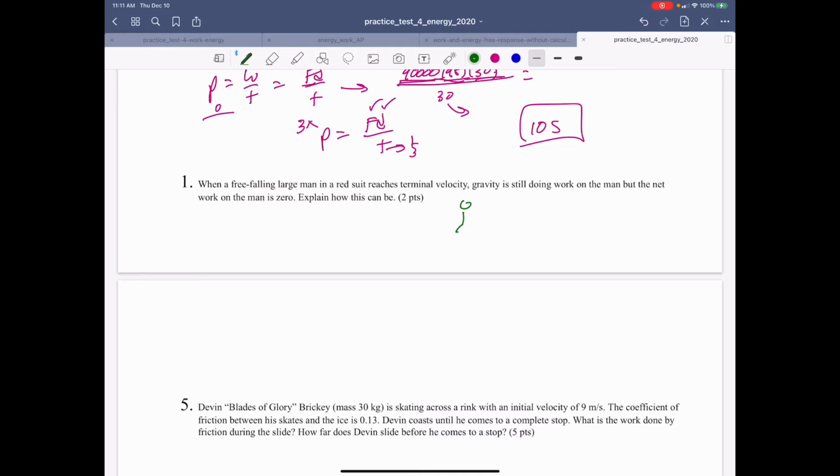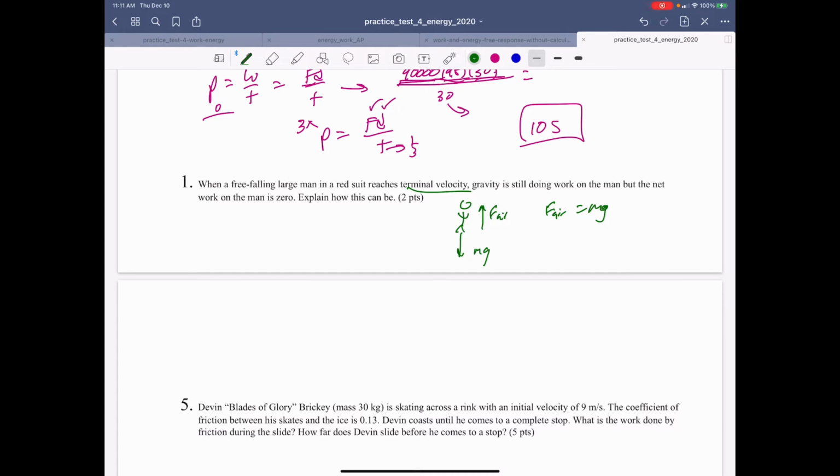So the first thing we got to imagine is somebody here is falling. Gravity is doing work down like this. If gravity was the only force acting on this object, or this person, this fat man in a red suit, he would continue to accelerate. However, the reason you reach terminal velocity is because the force of air resistance is pushing up on you as you fall. And at some point, these two forces are equal, and that's when terminal velocity happens.